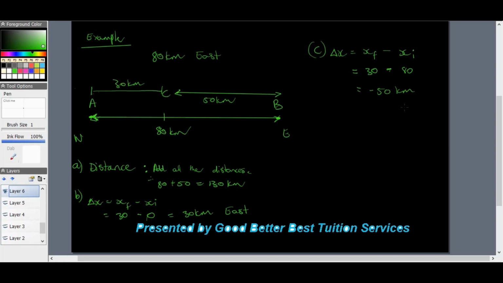Negative 50 kilometers, and this negative indicates a change in direction. So therefore my final answer would say delta x is equal to 50 kilometers due west. In other words, it's going in a westerly direction and not in an easterly direction.